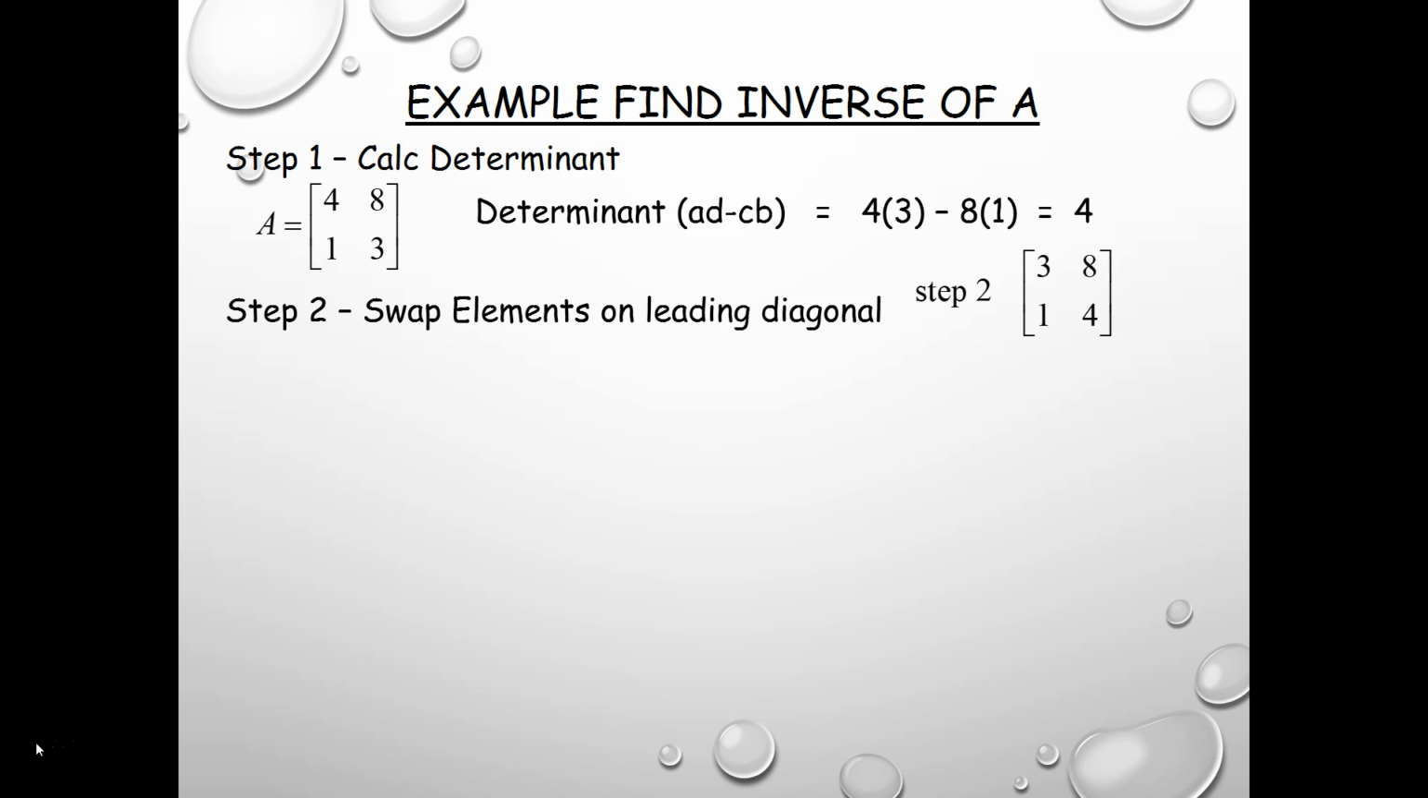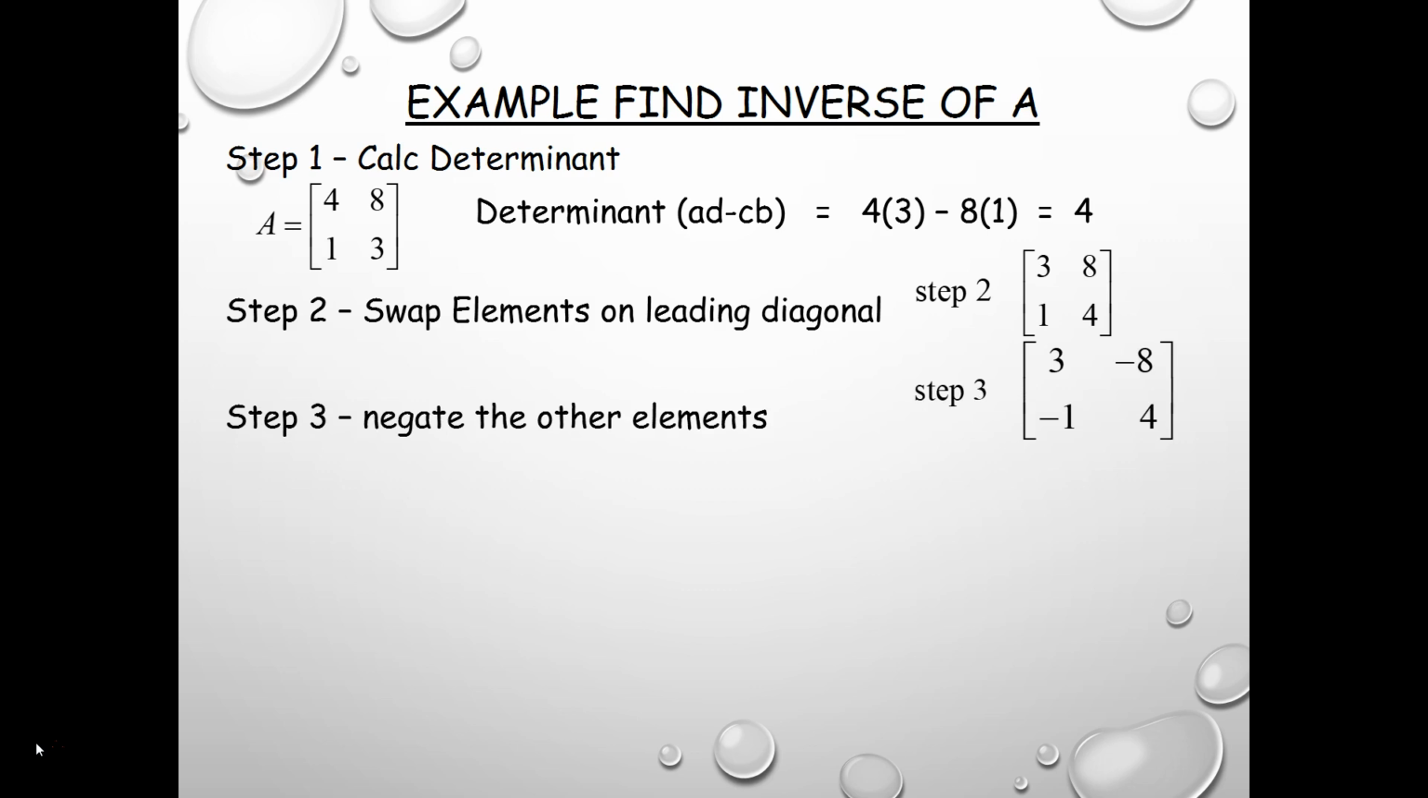The next step, we're going to swap those elements. So the 4 and the 3, we're going to switch those two. And then this third step is we're going to take the opposite of those other two elements. The 8 and the 1 would become negative 8 and negative 1.